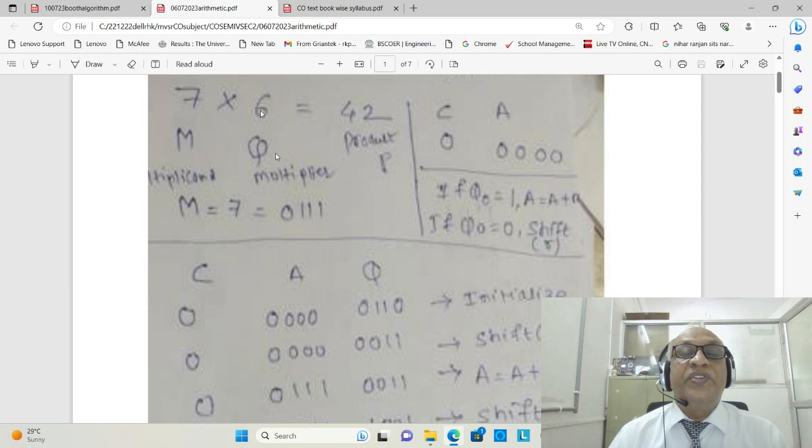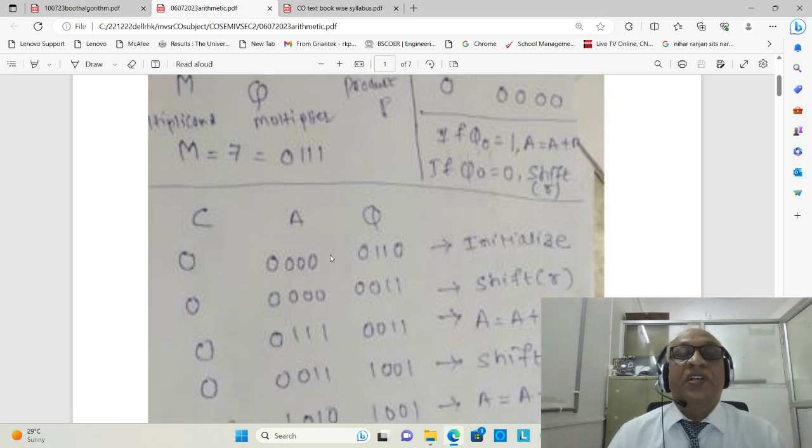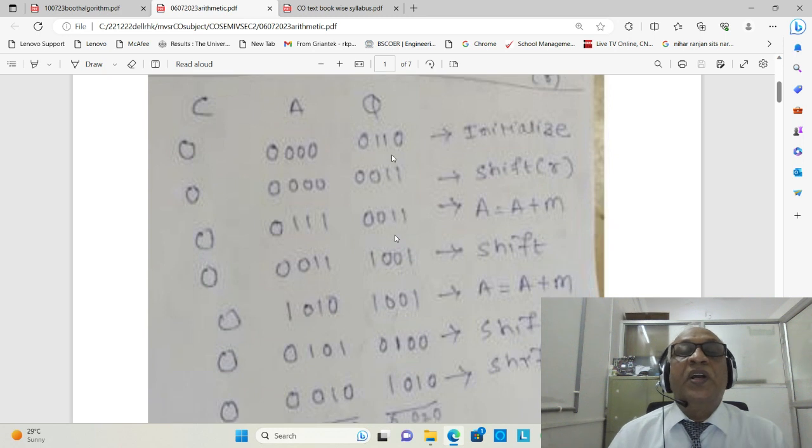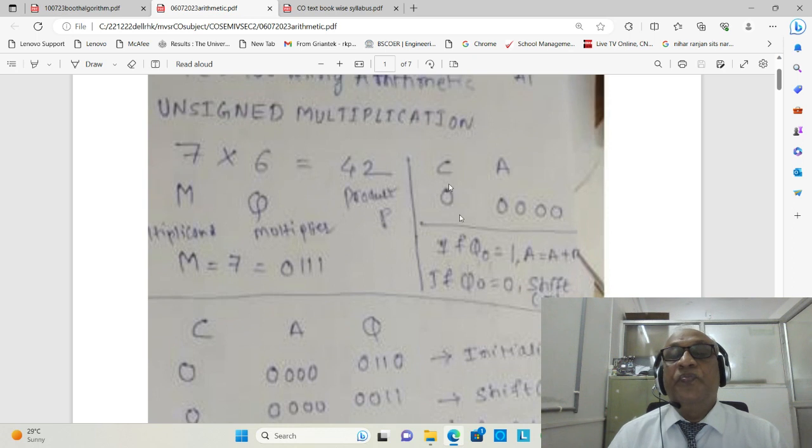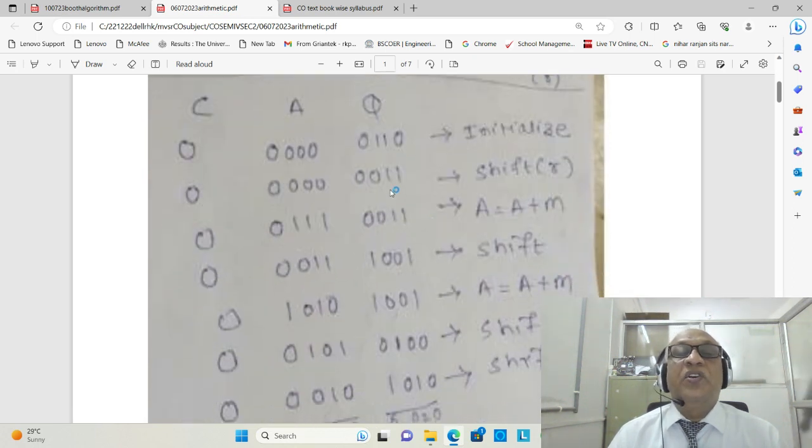The value of Q is 6. So the binary representation of 6 is 0, 1, 1, 0. We have kept this in order C, A and Q. Then we are looking at the Q naught value. This Q0 or Q naught is 0. If it is 0, then we are shifting it to right. So the rightmost bit is 0, which will be vanishing. So we have 0, 0, 0, 0, 0, 0, 1, 1.